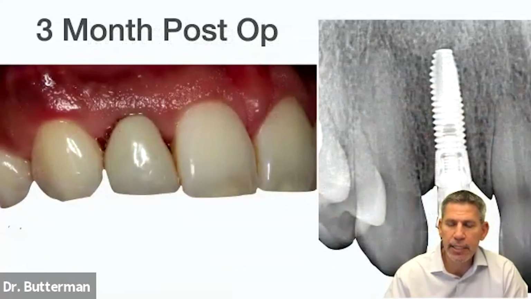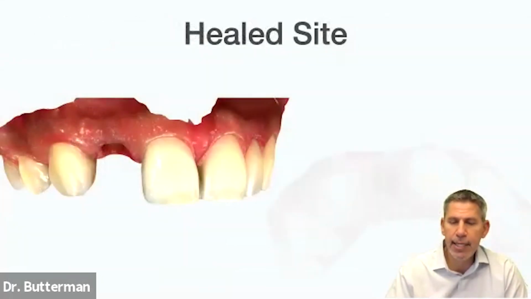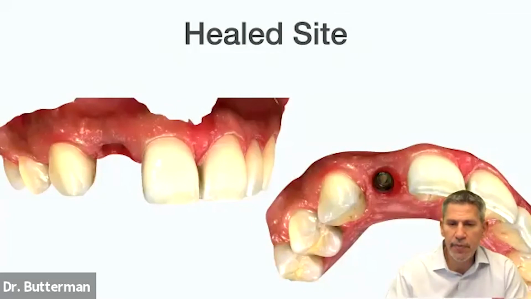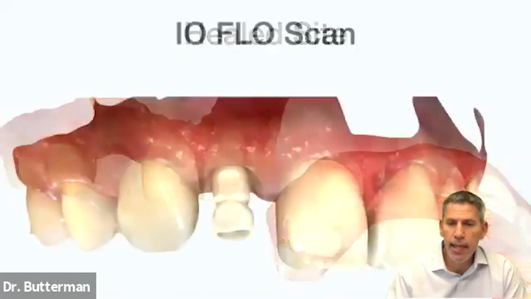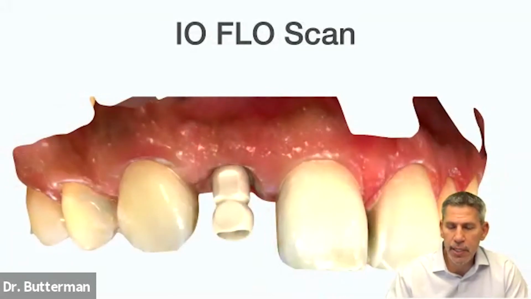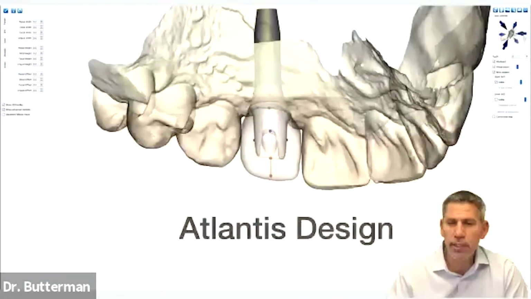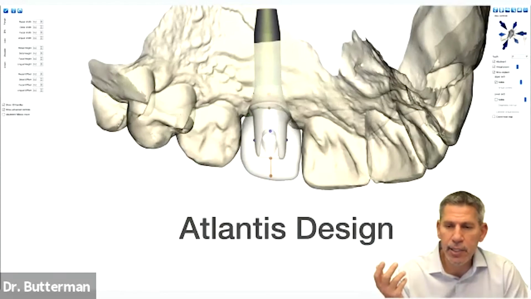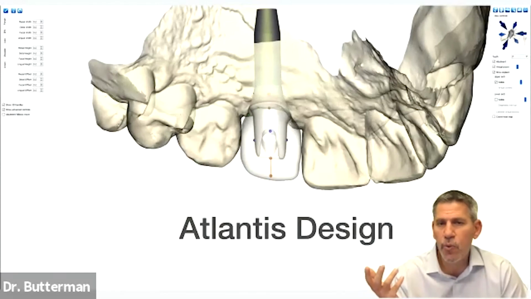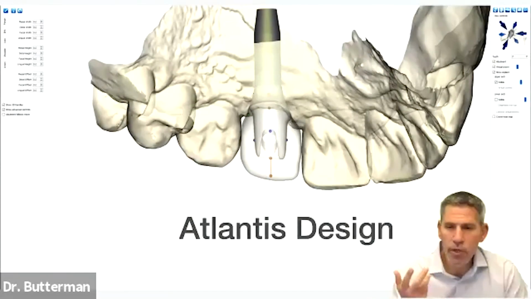But I'll just end on this case where when the site heals, the principle is the same. If I need to scan, we've got our healed site, patient was wearing a temporary. I can now take my IO flow, place it in, and we'll be able to send this to Atlantis. Atlantis is going to give me a visual of where the crown's going to go, where the abutment is. I can change the margins. I can alter it. If I want to do screw retained or cemented, we can work all of that out.